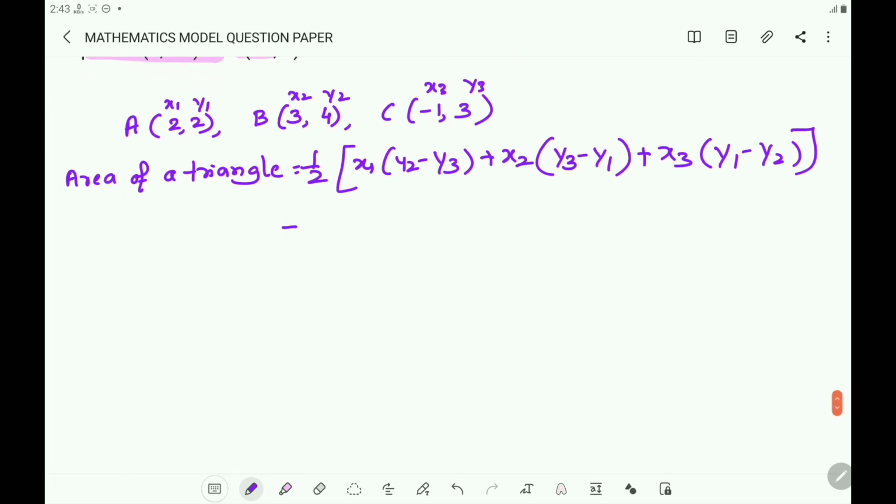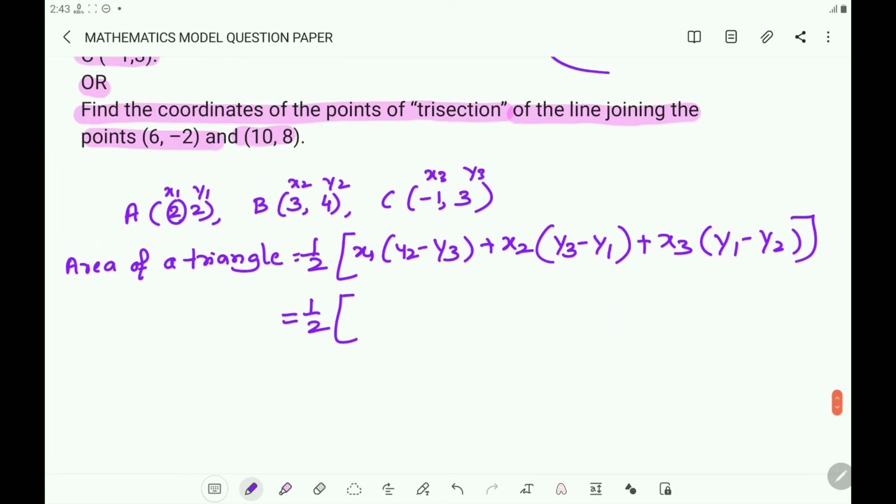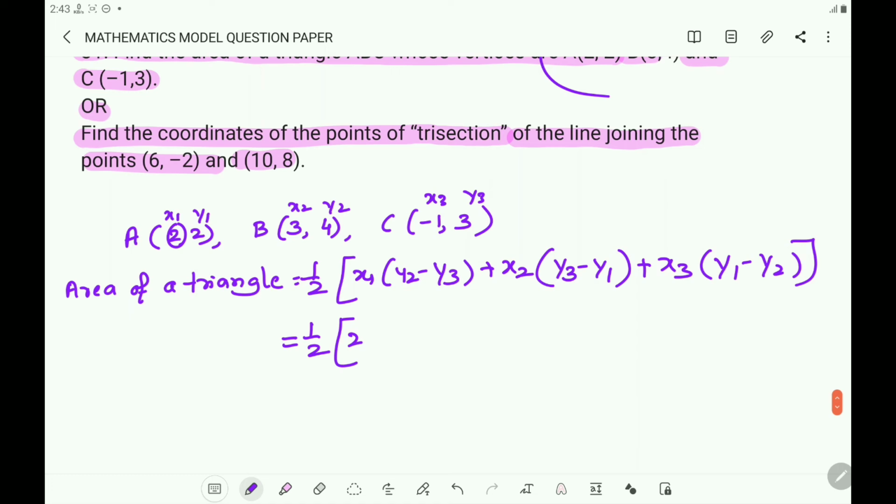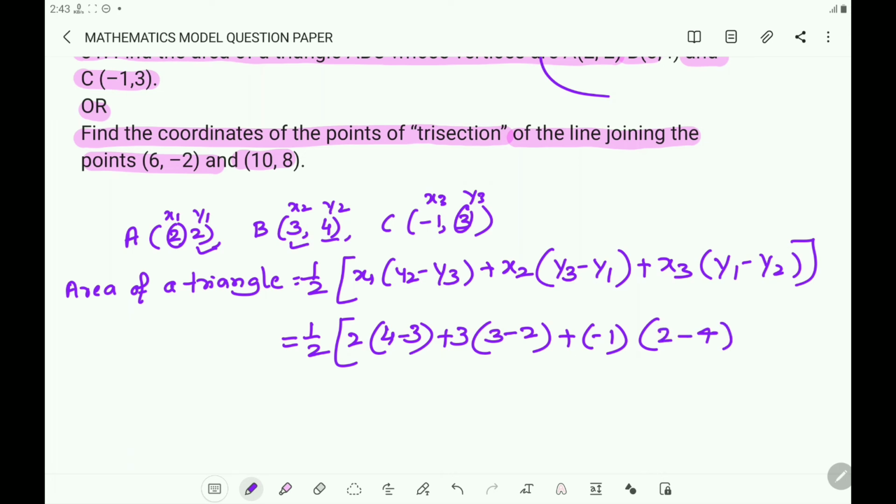That equals 1 by 2 into x1. x1 is 2, write 2 in the place of x1. y2 into y2 minus y3: y2 is 4 minus y3 is 3, plus x2. x2 is 3 into y3. y3 is 3 minus y1, that is minus 2, plus x3. x3 is minus 1 into y1. y1 is 2 minus 4.